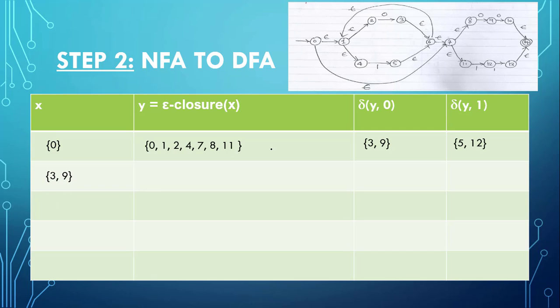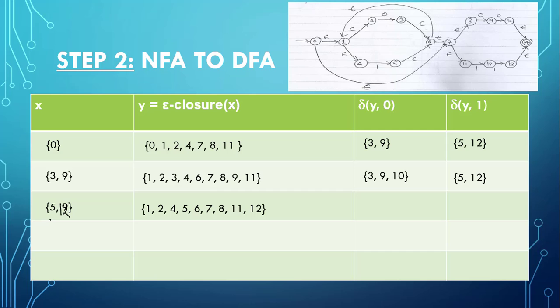For the epsilon closure of 3, 9, the values will be 1, 2, 3, 4, 6, 7, 8, 9 and 11. The transitions over 0 are 3, 9, 10 and 5, 12 for 1. The next distinct value is 5, 12. It's a misprint. The epsilon closure for 5, 12 will be 1, 2, 4, 5, 6, 7, 8, 11 and 12. The transition over 0 will be 3, 9 and the transition over 1 will be 5, 12 and 13.